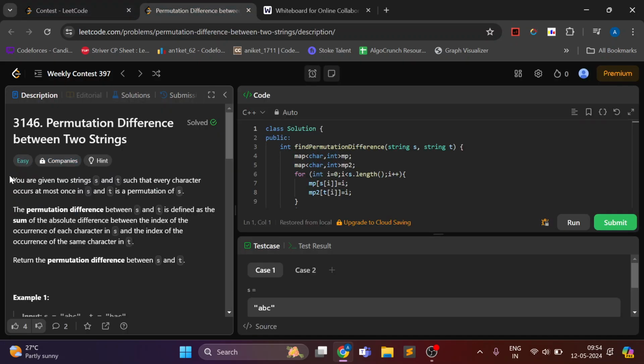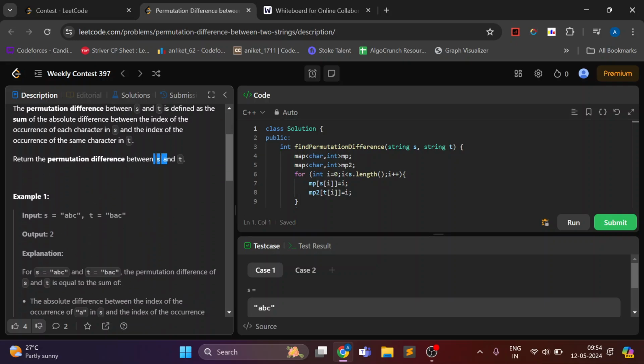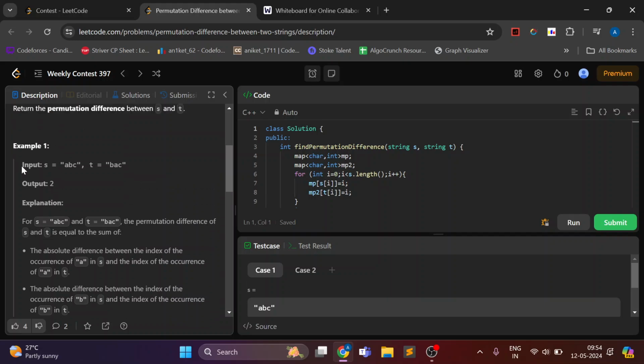So in the first question we are given two permutations of the same string, and we have to find the sum of absolute differences between the index of occurrence of each character, and it is guaranteed that any character occurs at most once in both the strings, and if it occurs in S, it will also occur in T because they are a permutation. So let's see the first example.